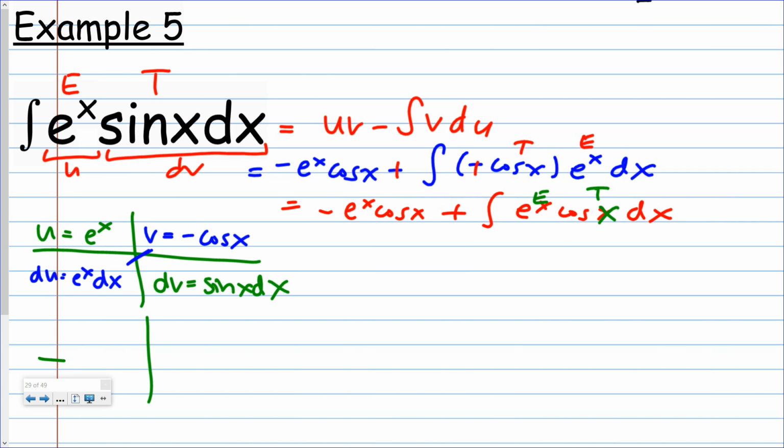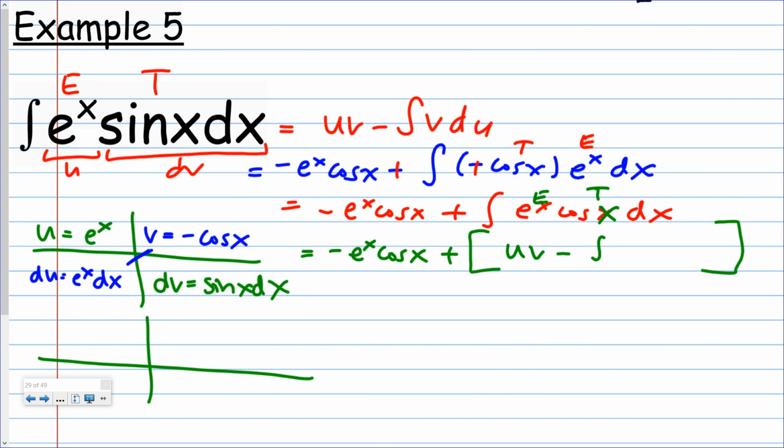So here we go. Okay? So let's make sure we understand. This term is already done. So this negative e^x cosine x is already done. I'm going to add it with whatever this answer is. Everybody good with that? I'm going to add it with this answer, whatever it is. Okay? And this right here is going to be uv minus v du of whatever this is here.